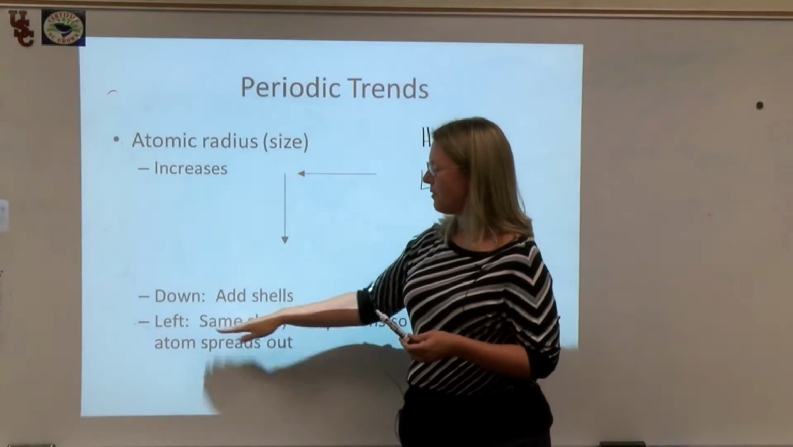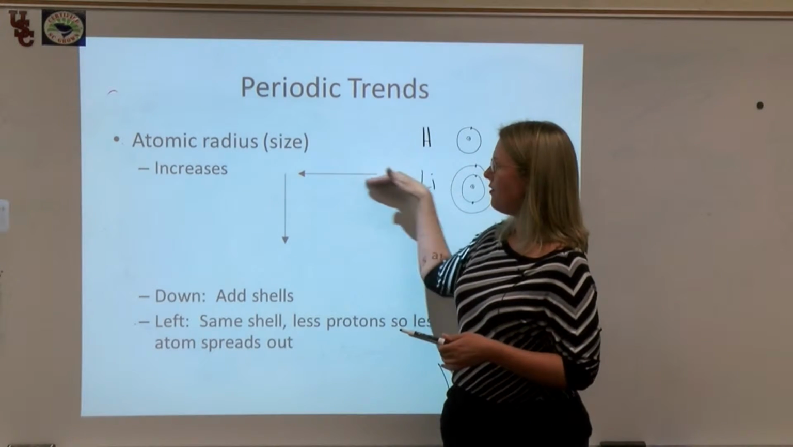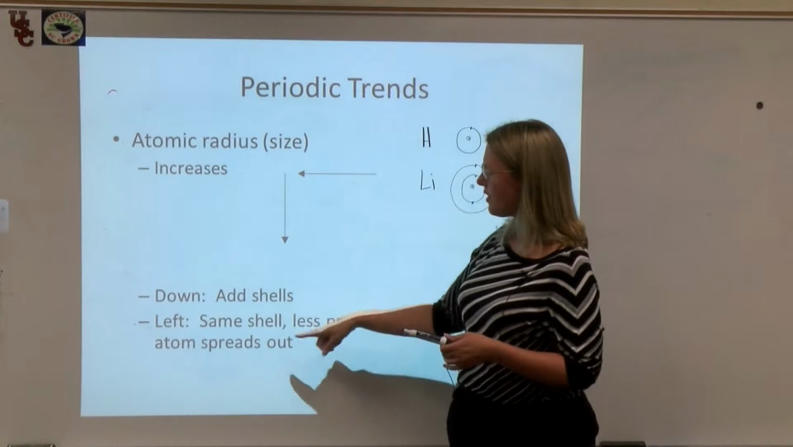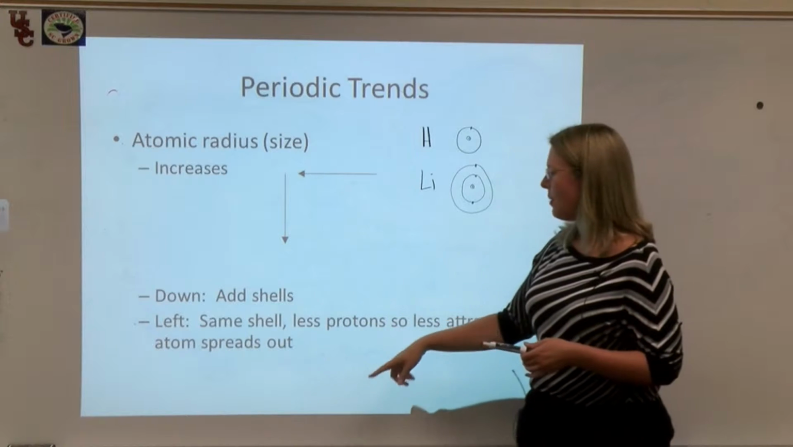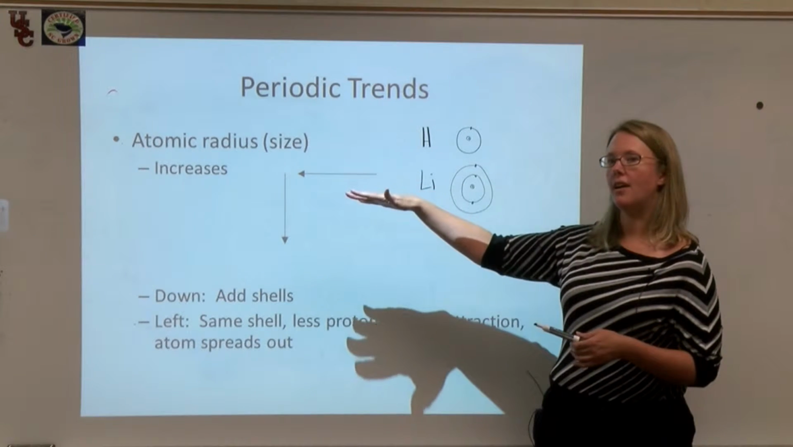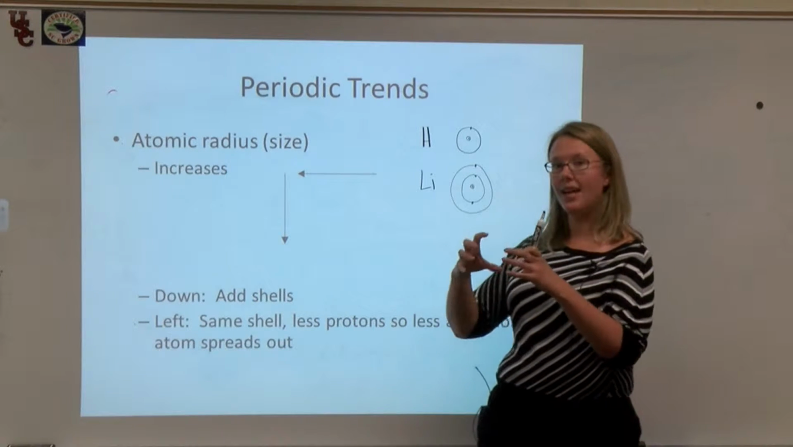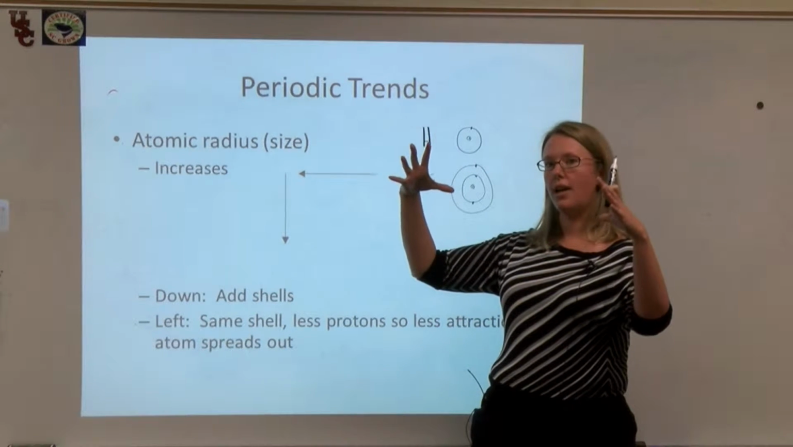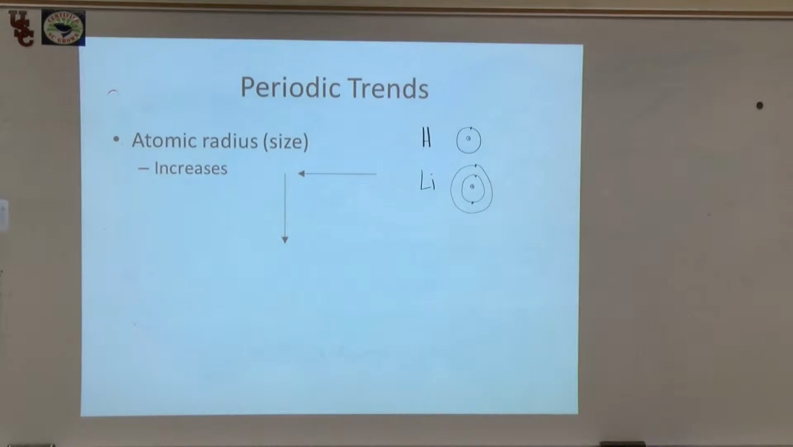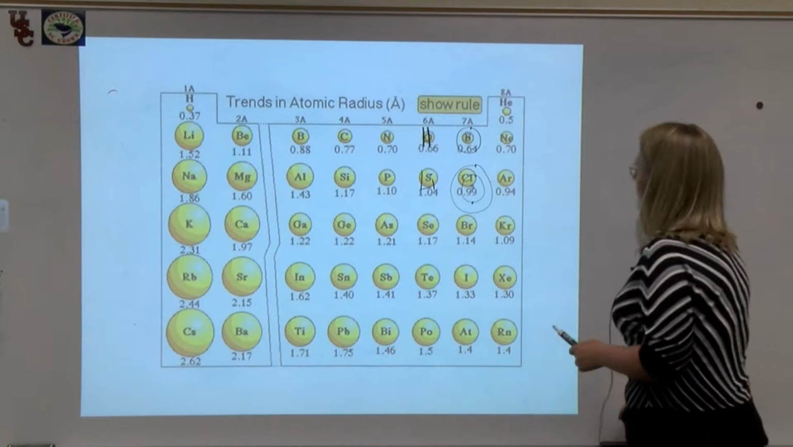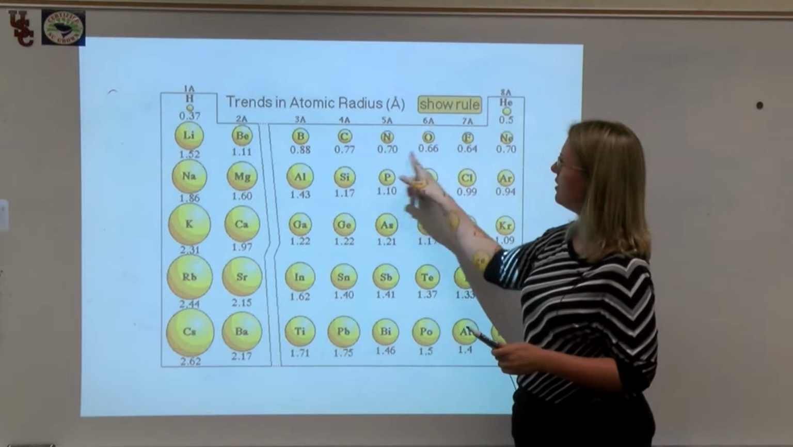Now this explanation is a little harder for students to grasp. As we go left across the row, all those outer electrons are in the same shell. Because we have fewer protons as we go left, we have less attraction for those valence electrons. You can imagine that with less attraction, your atom is able to spread out a little more. And if we go back to the original slide, you can see that the size difference is not that great. Okay?